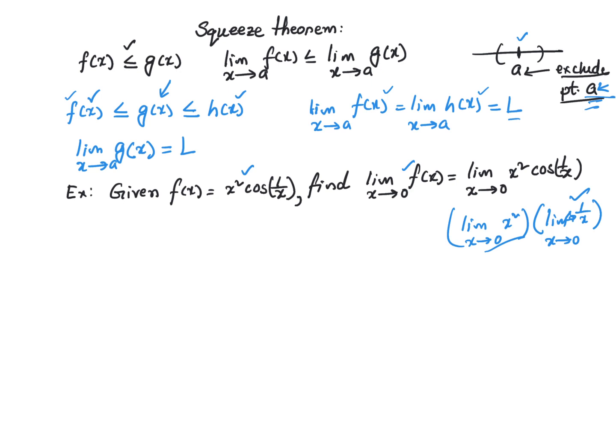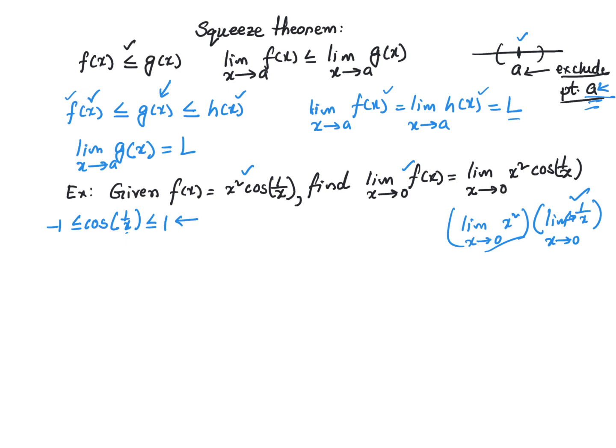However, we could use the squeeze theorem here. Let's look at cosine of 1 over x. We know that cosine values are bounded below by -1 and bounded above by 1. So that means -1 is less than or equal to cosine of 1 over x, which is less than or equal to 1, regardless of the value of x. Cosine and sine values are between -1 and 1. Now, I'm going to take this inequality and multiply it by x squared. x squared is always positive or 0, so we are okay here.